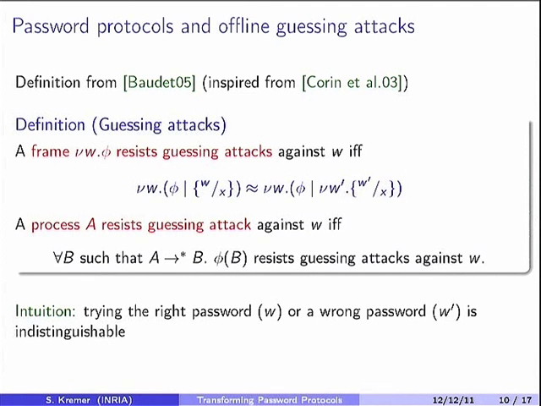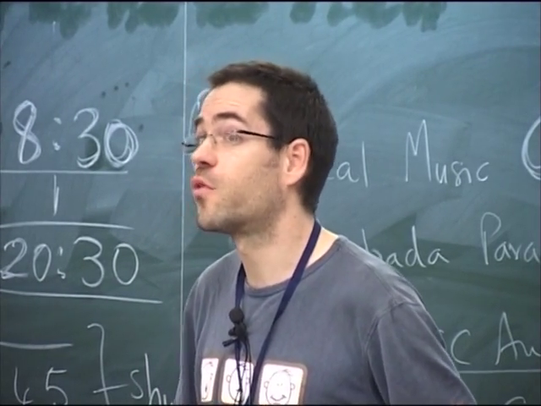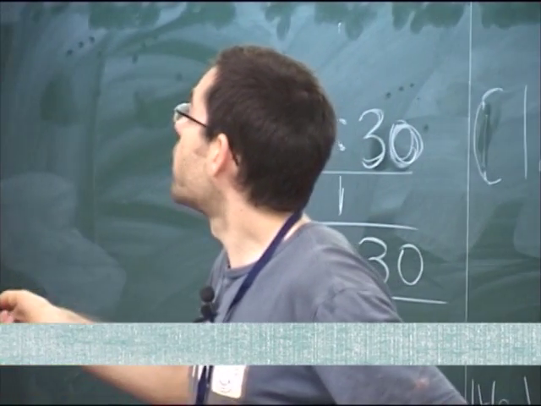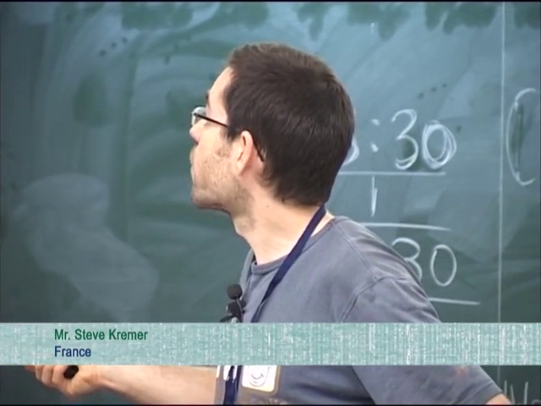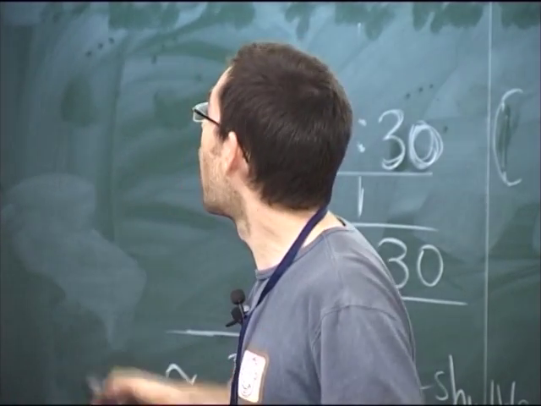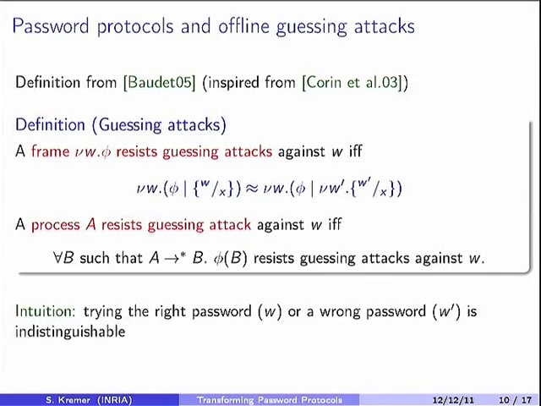Intuitively, on the left-hand side, I'm going through my dictionary and hitting the right password. On the right-hand side, I'm making a wrong guess, W prime. What it says is that the adversary does not know if it made the right guess or the wrong guess. There's no test that allows you to verify whether you guessed the right password or not. This is on frames, and now we can lift it to processes, to protocols: for any execution using the operational semantics that I just illustrated informally, if I can execute the process A to some B, then the frame corresponding to B, phi of B, should resist against guessing attacks according to this definition.